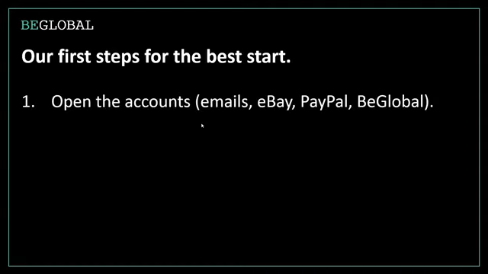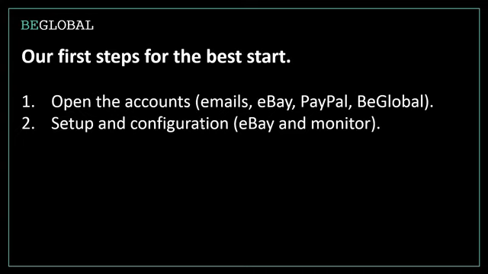First of all, what we did in our previous videos is open the accounts. We opened two email accounts, Gmail: one for PayPal for all our payments in and out, one for eBay and for BeGlobal. After we opened our accounts, we have setup and configuration. So step number 2, after we are done with that, we need to set up our eBay store and our BeGlobal price monitor. In my next video I'm going to show you how we start the setup.